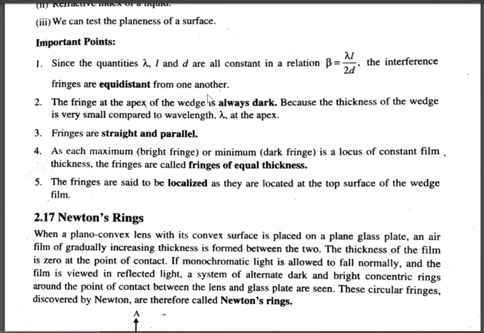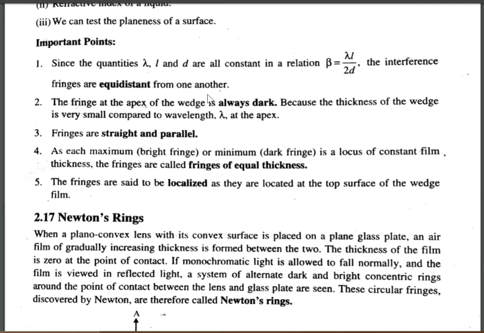Because the thickness of the wedge is very small compared to the wavelength lambda, at the apex, that is point O, the line of contact, you will always get a dark fringe. Third point, fringes are straight and parallel, as each maximum, that is bright fringe, or minimum, dark fringe, is a locus of constant film thickness.